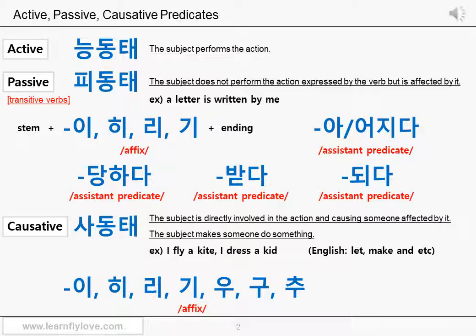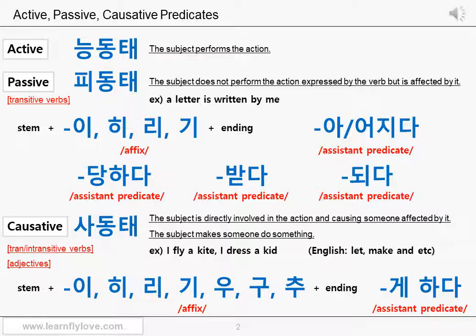You put one of the affixes 이, 히, 리, 기, 우, 구, 추 between stem and ending. Very similar to the passive form, isn't it? Then how can we know whether it's a passive form or causative form? We need to see the context. If you just want to say you make someone do something, you can simply add the assistant verb 게 하다 to the stem. This part is quite simpler than passive forms. You can use 사동, causative forms, to transitive and intransitive verbs and even to adjectives in Korean.